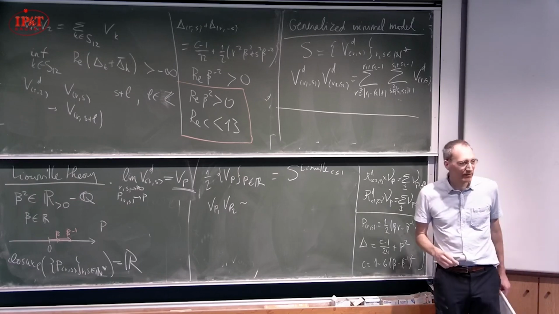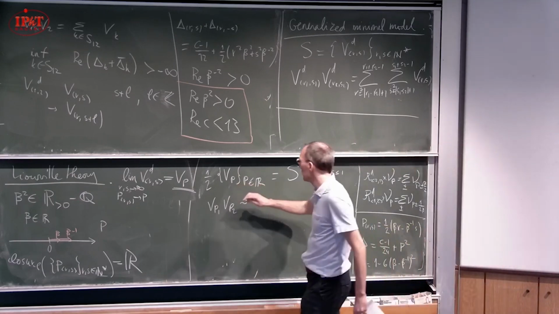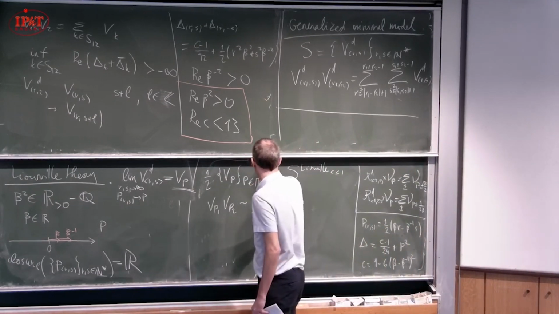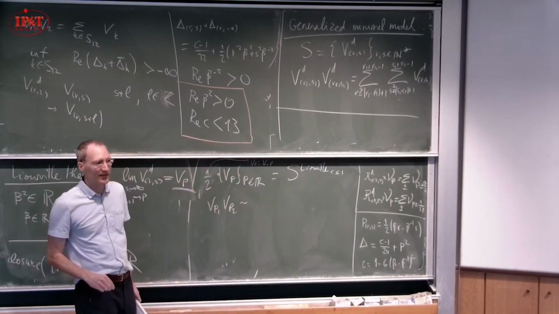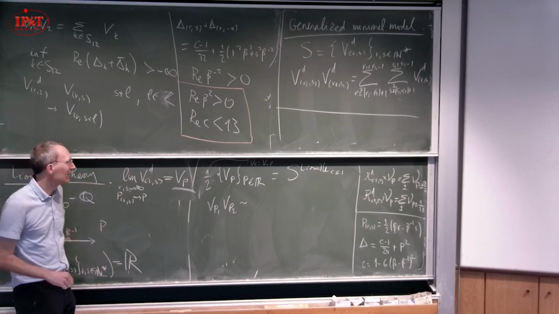Sorry, what is the 1/2 there? So 1/2 is because Vp is the same as V minus P. So when I'm writing all real numbers, it's redundant. Okay.